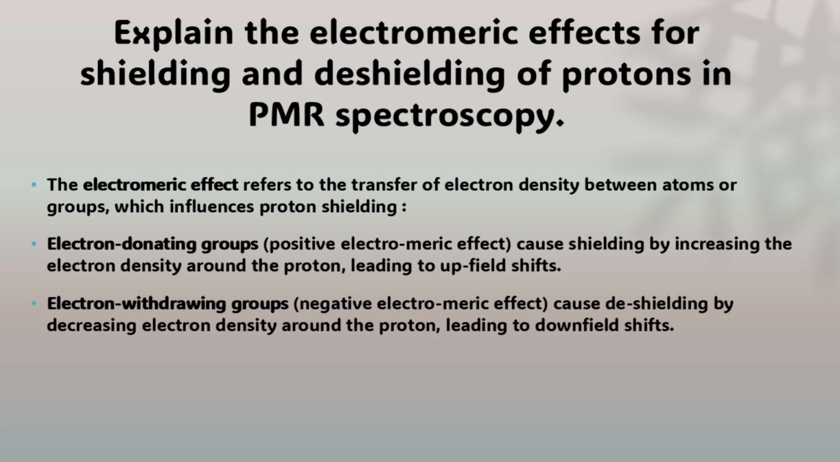Electron-donating groups, positive electromeric effect, cause shielding by increasing the electron density around the proton, leading to upfield shifts. Electron-withdrawing groups, negative electromeric effect, cause deshielding by decreasing electron density around the proton, leading to downfield shifts.